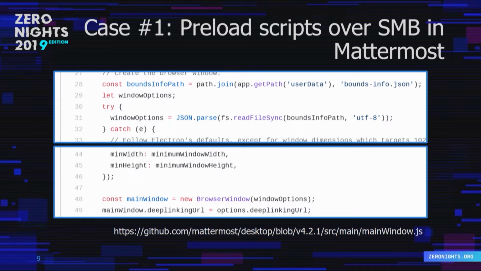There's no validation in between. It's just being read from the file and then being passed to the constructor. The idea here is to set the dimensions of a window that's been previously closed so that you can always have the same size windows.